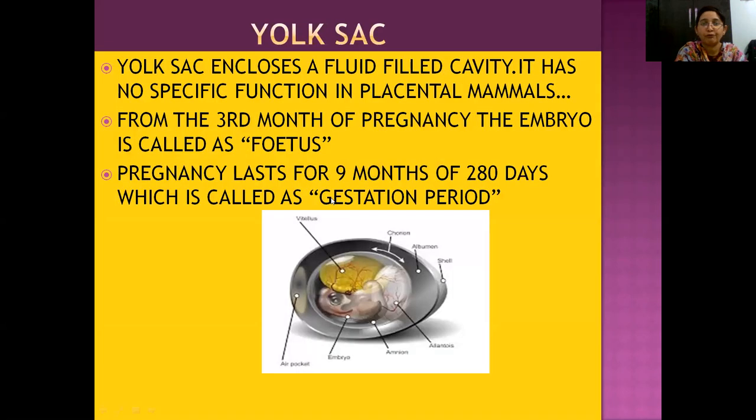Now we will move to the fourth membrane, that is the yolk sac. You are familiar with this word yolk. When you see the egg, inside the egg, there will be a yellow color circular part and the white color liquid.